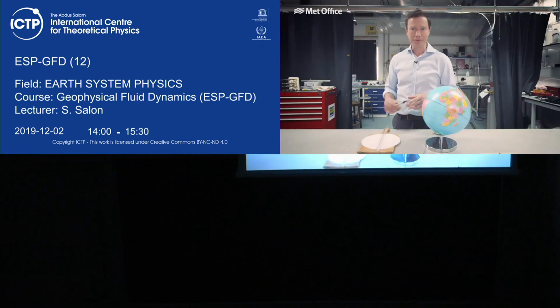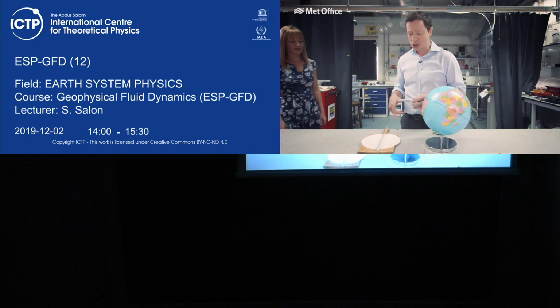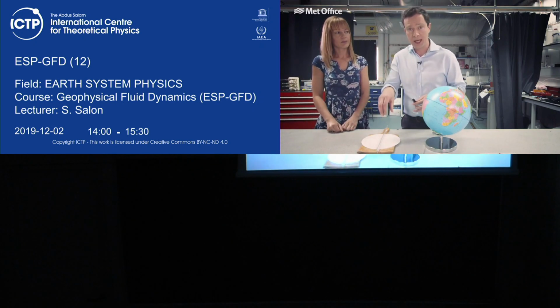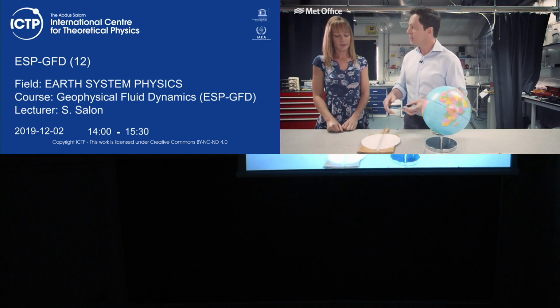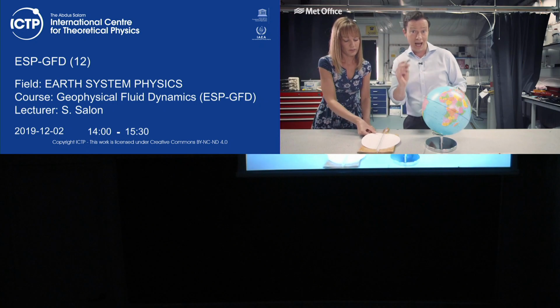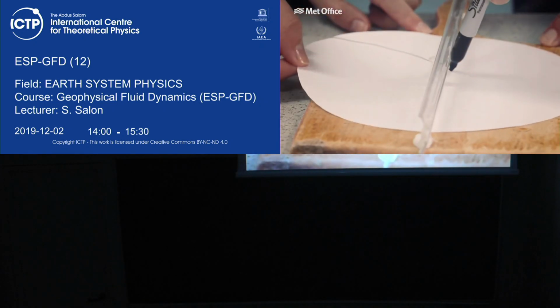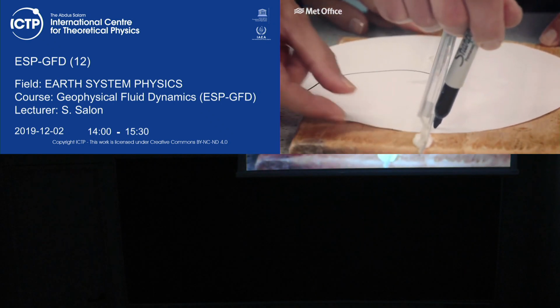I'm also going to need a little bit of assistance, so Helen is joining me and she's going to spin the disc of paper as if it was the Earth, as if we were looking down from above the North Pole. That means we need to rotate that disc anti-clockwise. I'm going to draw a straight line along the ruler exactly the same, as Helen rotates that. Just look at what happens.